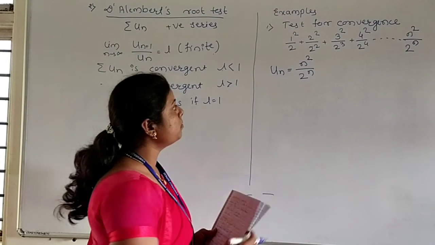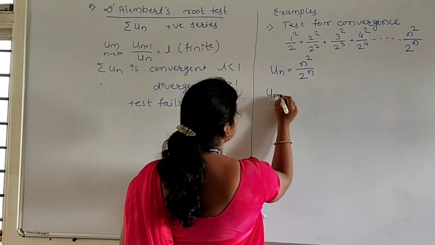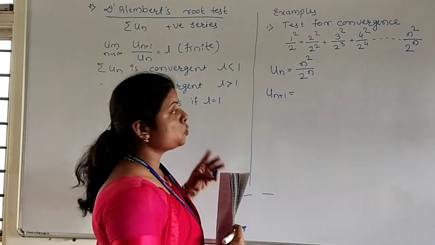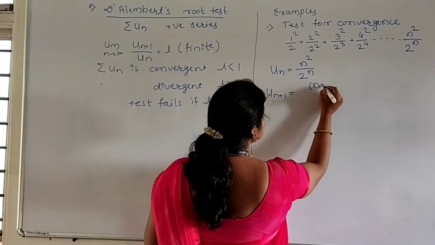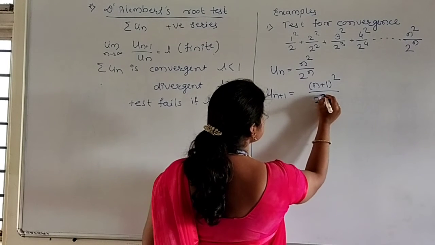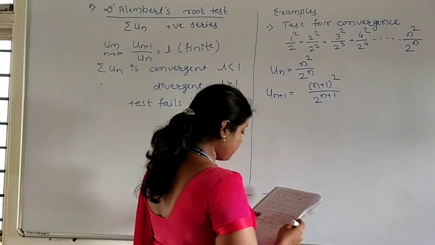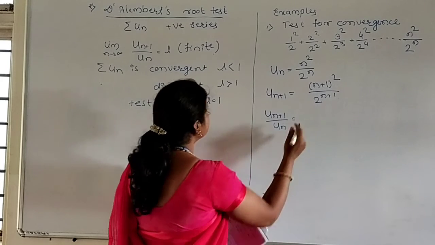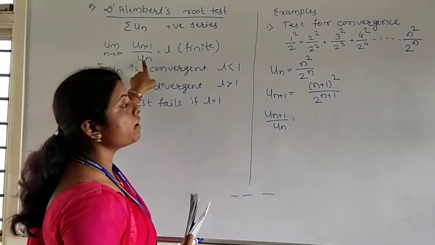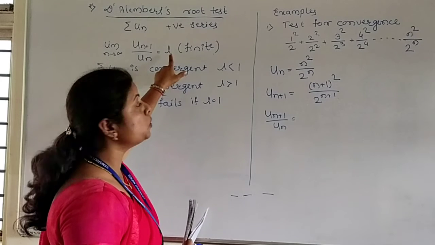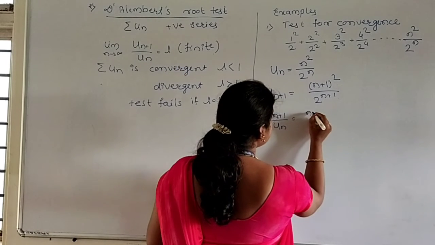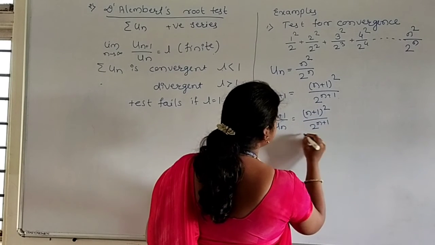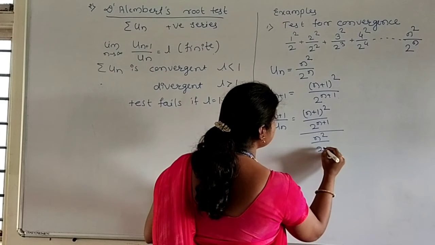After writing the nth term, you have to write the un plus 1 term. Just in the place of n, replace n plus 1 for D'Alembert's test. n plus 1 whole square divided by 2 raised to n plus 1. After that, we have to divide un plus 1 by un, because our condition is un plus 1 divided by un, and we simplify to get L. That's why n plus 1 whole square divided by 2 raised to n plus 1, whole divided by n square divided by 2 raised to n.